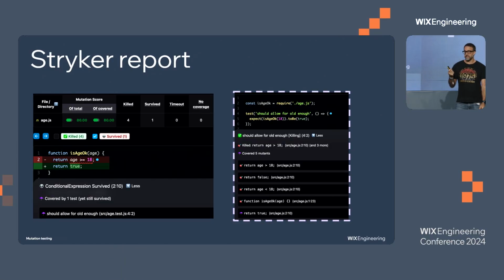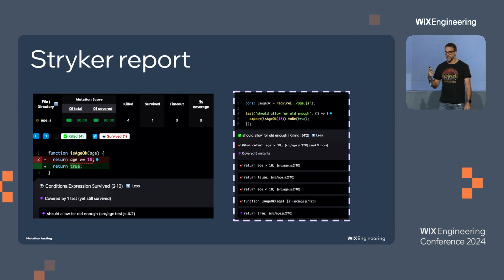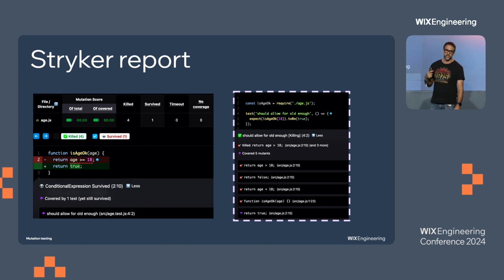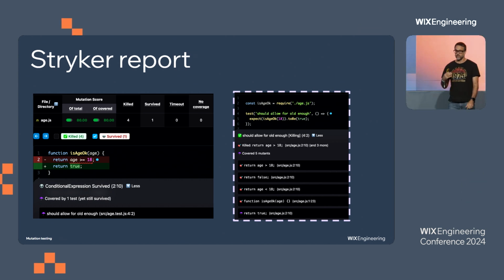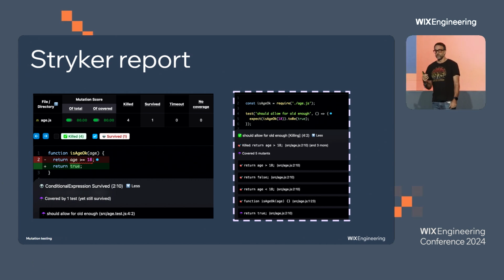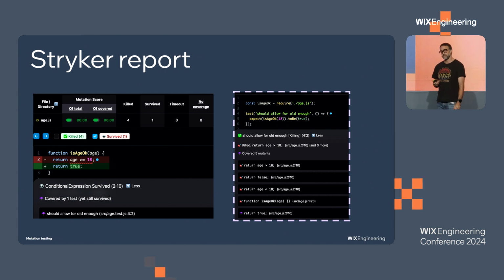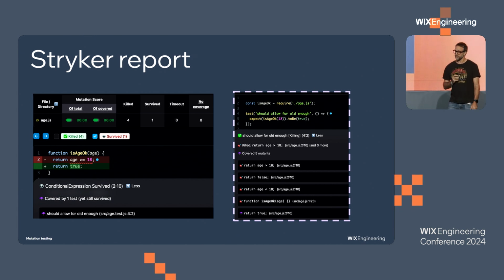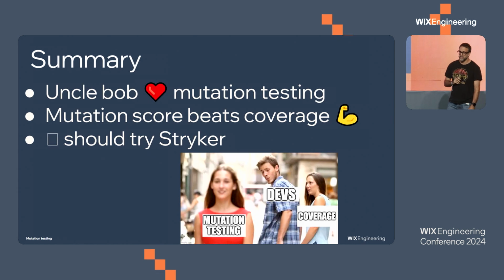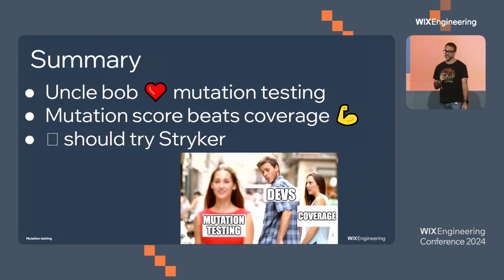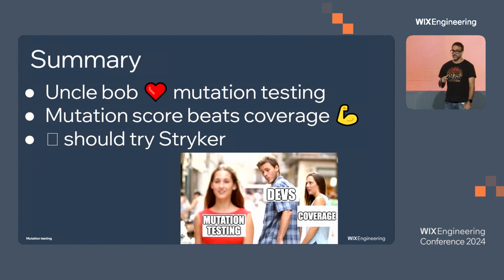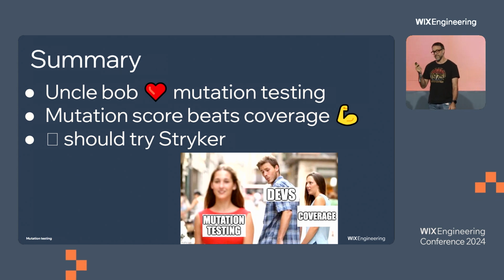So as you understand, Striker will run the tests multiple times, and each time it will do a mutation. So this can take quite some time. Striker is smart enough to do optimization and only run the tests relevant to each mutation, but still, don't expect Striker to be fast. In summary, Uncle Bob loves mutation testing. Mutation score is a really good tool to understand missing bugs and missing tests, and you should really try Striker. Thank you.